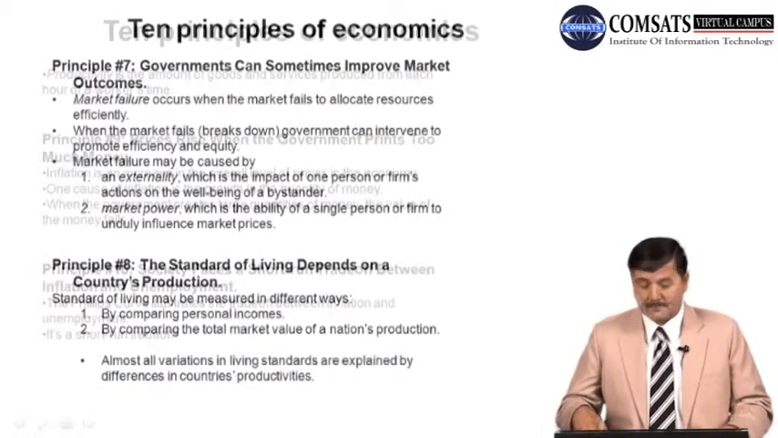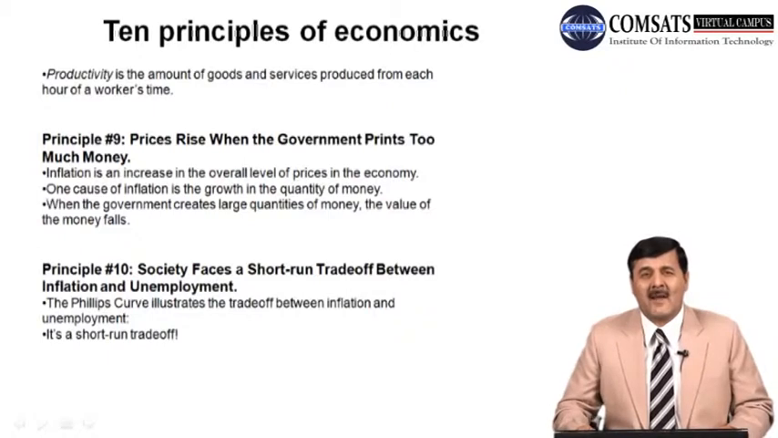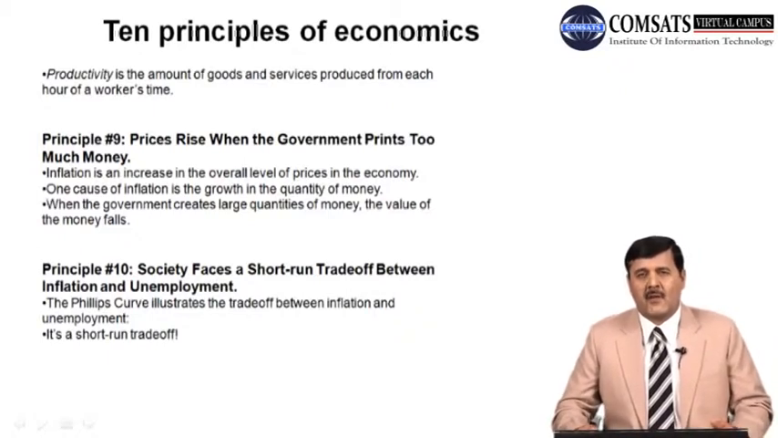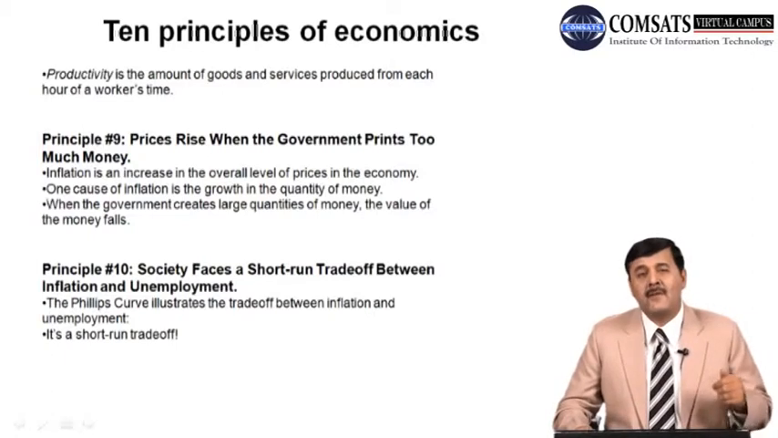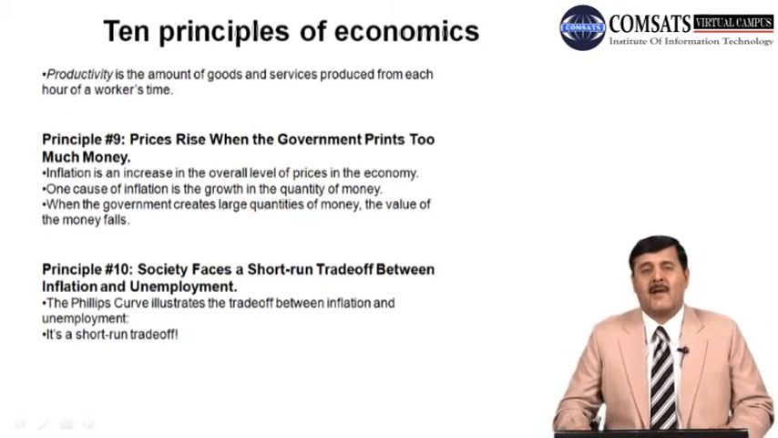Principle number 9, prices rise when the government prints too much money. So this is another important principle. We will talk about it in detail later, but economists say that if the government prints too much money, if the supply of money increases in the economy, more notes are circulating in the economy, then what will happen? There will be inflation in the country and the economy, prices start rising, right? So one of the major causes of inflation in the economy is the growth of the quantity of money, the growth of money supply in the country, right? So money supply increases, inflation occurs; money supply decreases, inflation decreases.